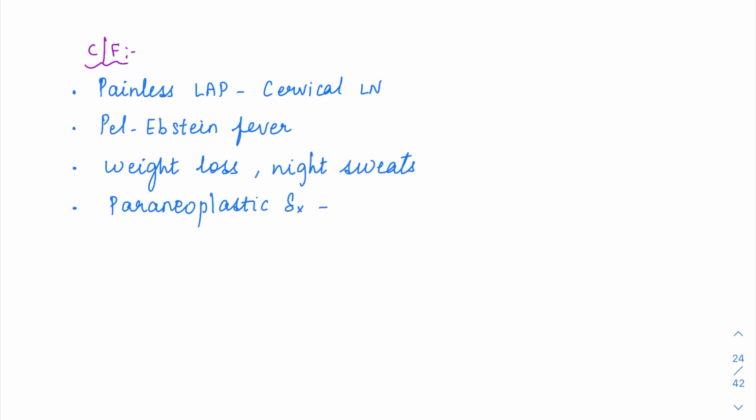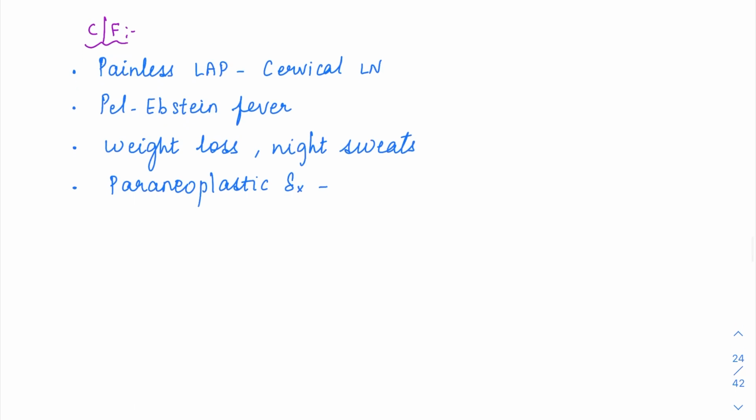Painless lymphadenopathy, especially in the cervical and the axillary group. Then they'll have a typical kind of fever called the Pel-Ebstein fever. In this, the fever is going to come for 2 weeks and then it will go away for another 2 weeks. So again, it will recur. This kind of recurring type of fever is going to be there in Hodgkin's lymphoma, called Pel-Ebstein fever.